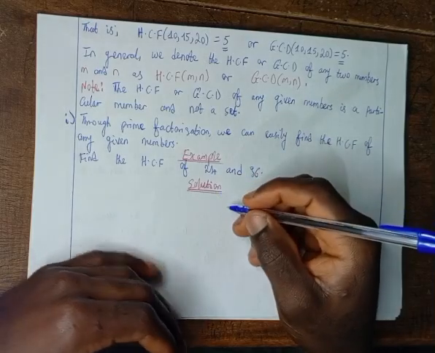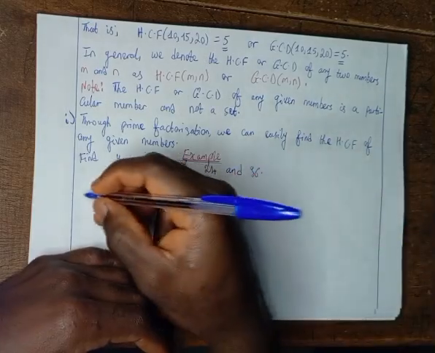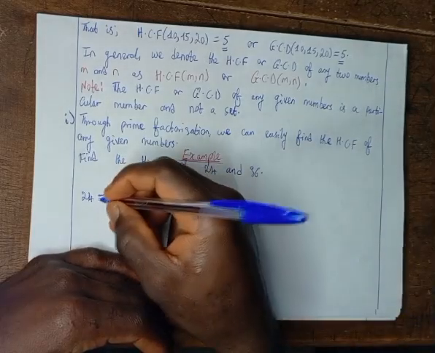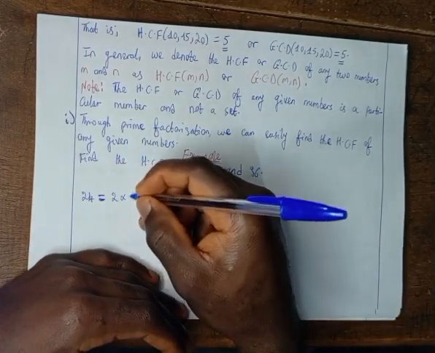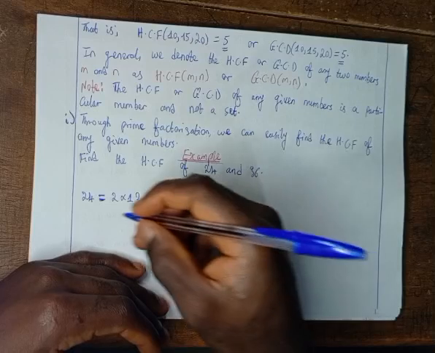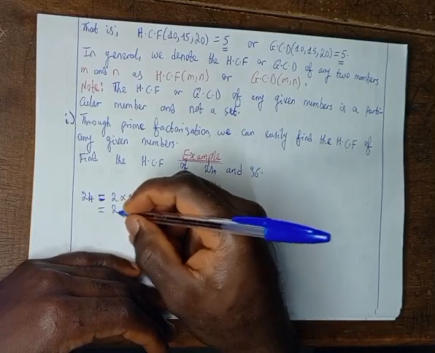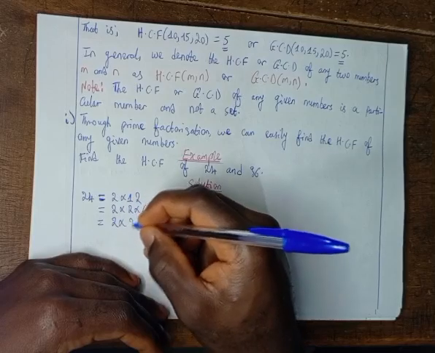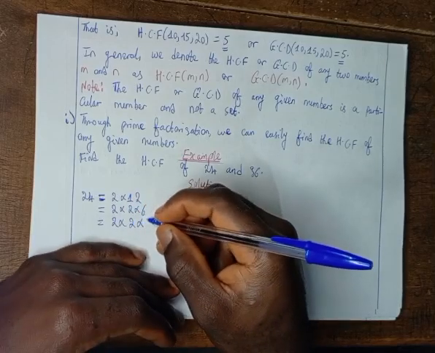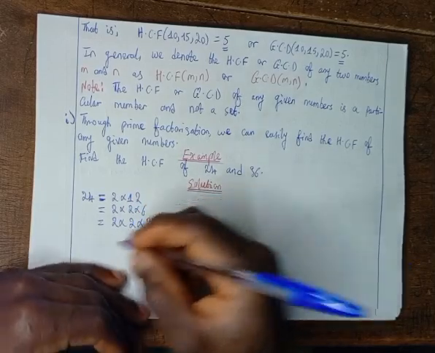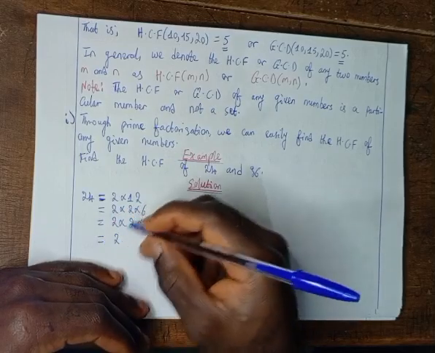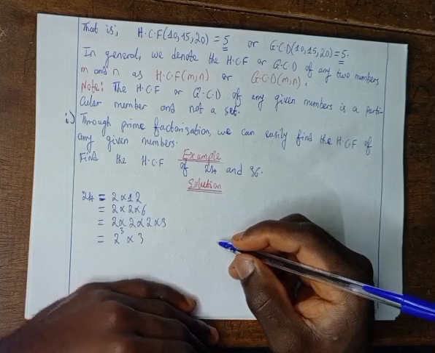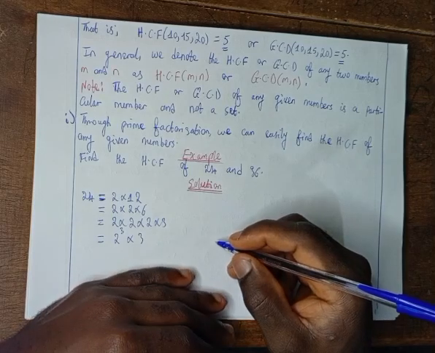First thing, we need to prime factorize the two numbers. 24 is equal to, if we divide 24 by 2, it gives us 12. 2 times 12, we know 12 divided by 2 gives us 6. 2 times 2 times 6. This will simply be equal to 2 times 2 times 2 times 3. So this will simply be equal to 2 raised to the power 3 times 3. This is the prime factorization of the number 24.